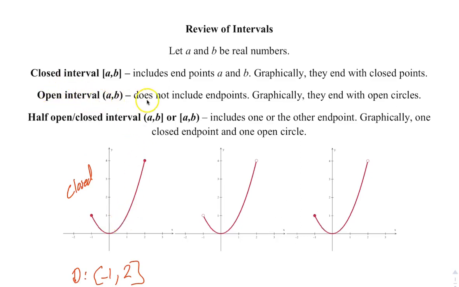An open interval (a, b) does not include the endpoints. So you go from -1 to 2, but notice how they're open circles, so we do not include the endpoints. And then we have these half-closed, half-open sets, also known as clopen sets. It includes one endpoint or the other, graphically one closed endpoint and one open circle. So in this case, you have closed on the left side, open on the right side, so it'll look like this, -1 and 2 with the parenthesis. And it could also be the opposite, the other way around.